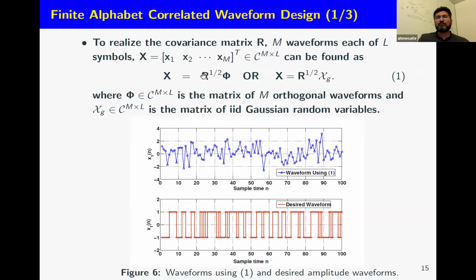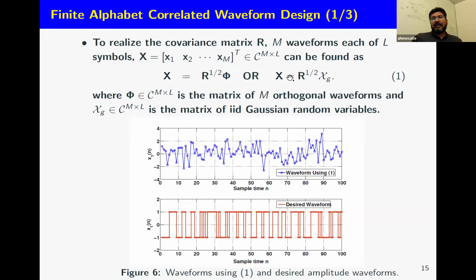If you have an R, you can find the square root matrix of this R, and then multiply this square root matrix with some orthogonal waveform matrix. For the orthogonal waveform matrix, you can use the Hadamard matrix as well. You multiply these, and you can define the length of your waveform as well. This will give you X. So X is the waveform that you have to transmit from the different antennas.